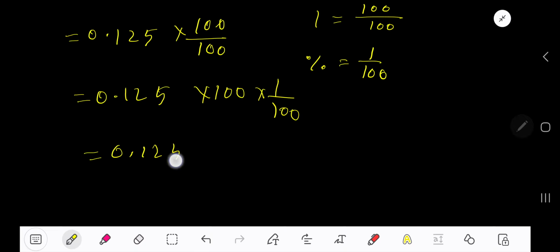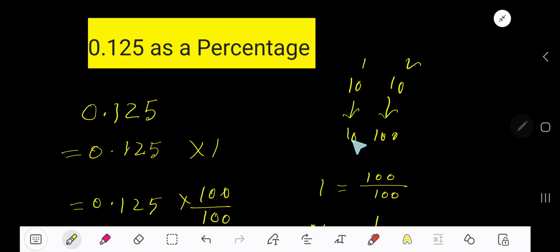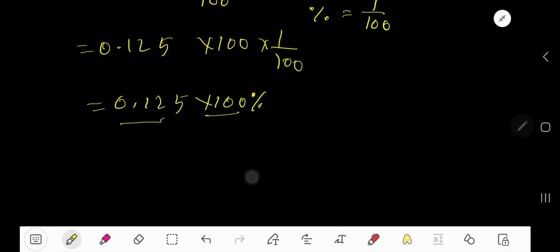So now, instead of 1 over 100, you can place this percent sign. Now multiply this decimal number by 100. Look here, 10 to the power 1 means 10, 10 to the power 2 means 100. So 10, 100, these are called powers of 10.